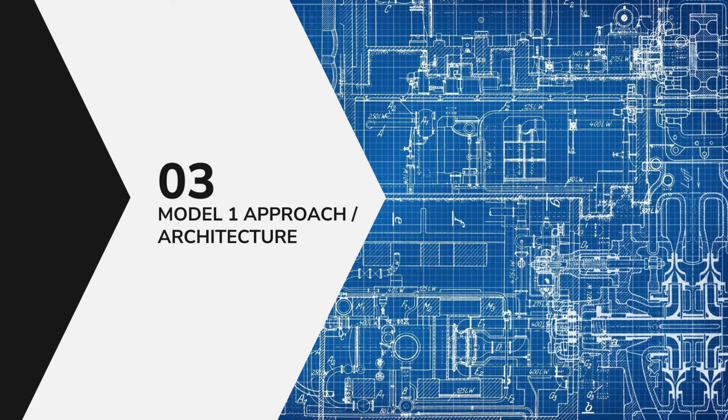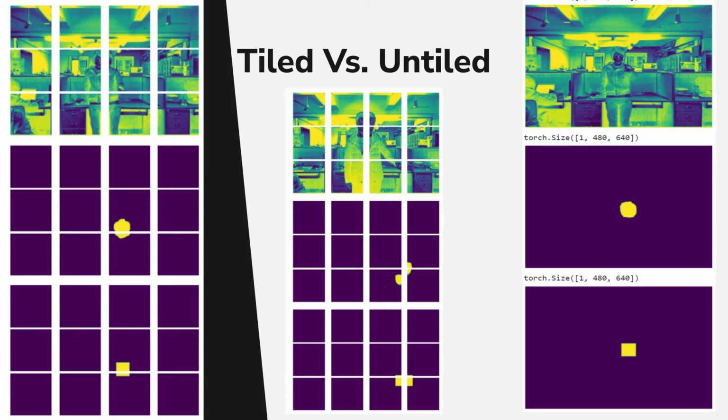So now we're going to discuss the approach used in Model 1. One of the things that we were concerned with is whether to tile the input image or not, because the input image size is 480 by 640, and flattening that would result in a very large number of nodes in the upper layer, which is potentially problematic. So we experimented with tiling the image, and to our surprise, the model actually performs much better without tiling whatsoever.